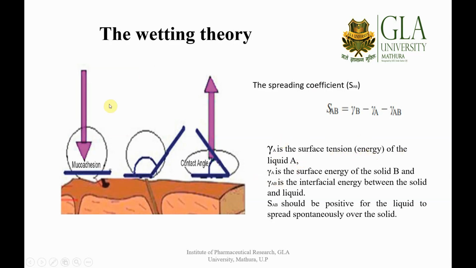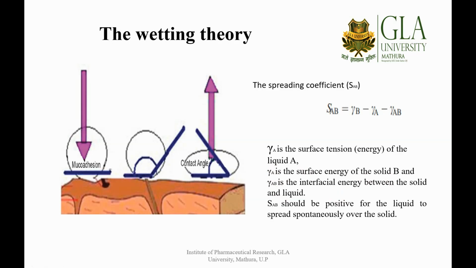which is being spread over the surface of the mucous membrane, and gamma B is the surface energy of the solid, that is the mucous membrane, and gamma AB is the interfacial energy between the solid and the liquid. So if you are able to reduce this interfacial energy, the spreadability will be enhanced, and ultimately better spreadability may lead to better mucoadhesion as well.